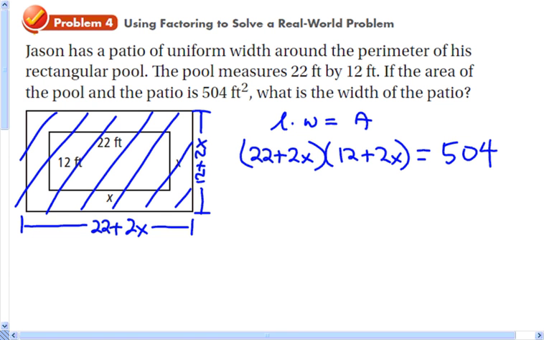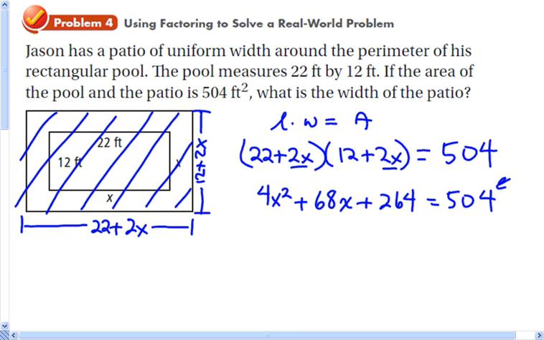The first thing we're going to do is multiply this out. I'm going to switch it around too, but 2x times 2x is 4x squared. Then if I multiply the inners and multiply the outers and add those two together, I get 68x. Then I am going to multiply 12 times 22, and that's 264. That equals 504. Now to put it in standard form, we need this side to equal 0, so we're going to subtract 504 from both sides, and we get 4x squared plus 68x minus 240 equals 0.